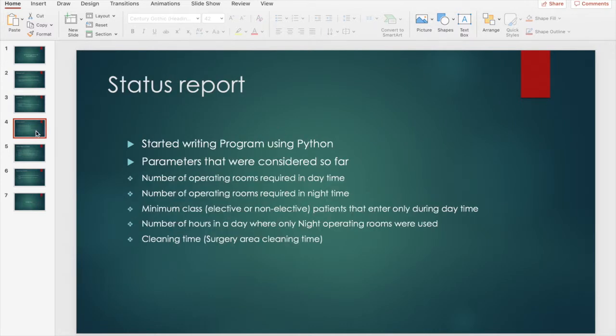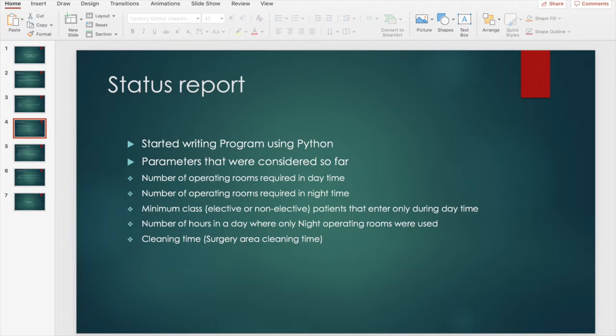And the status report: this is what I have done till now. I've started writing the program using Python, and the parameters that I have considered as of now were the number of operating rooms required in daytime, because this is the ideal way of identifying the operating rooms that are required. So I need to consider the operating rooms that were utilized during the daytime and also during the nighttime. That way I can identify the ideal operating rooms required.